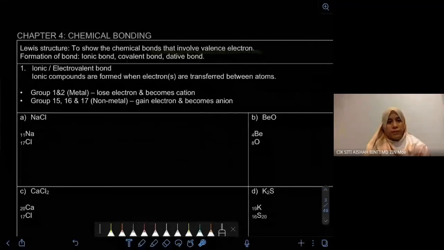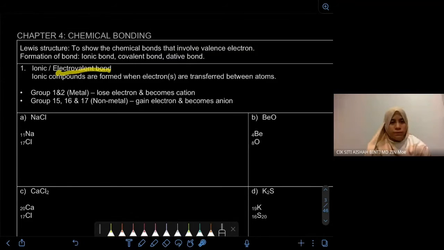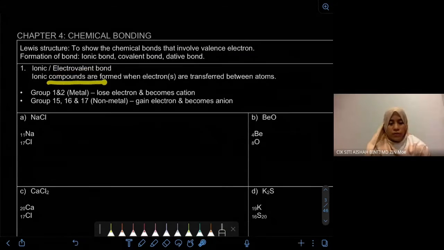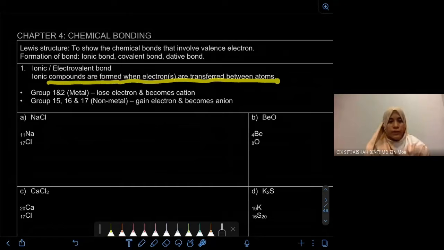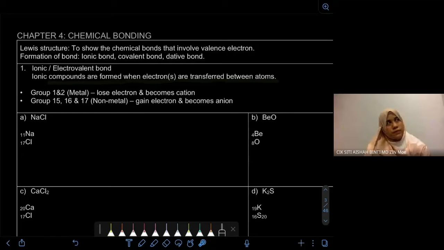Okay, first thing first, what we are going to learn is the ionic bond. The ionic bond is actually also called the electrovalent bond. And the ionic compounds are formed when electrons are transferred between atoms. Once the atom goes through, it forms an ionic bond with another atom and forms an ionic compound. So how is the ionic compound formed? When electrons are transferred between atoms.